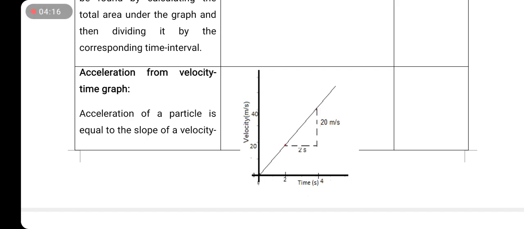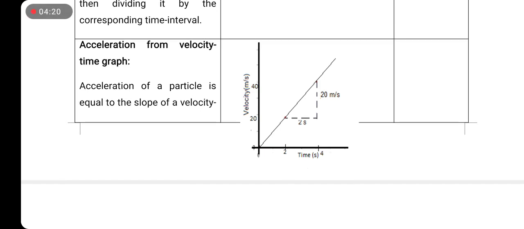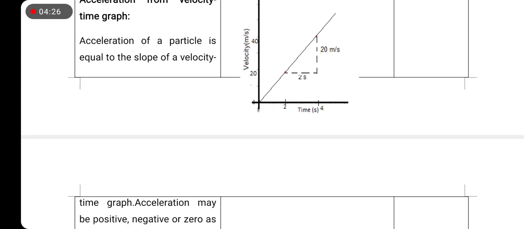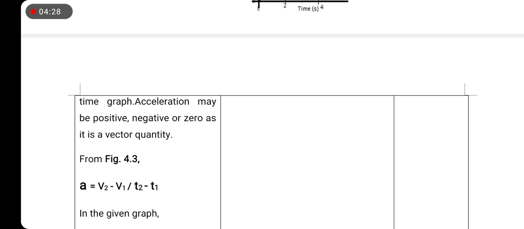Acceleration from velocity time graph. Acceleration of a particle is equal to the slope of the velocity time graph. Acceleration may be positive or negative or 0, and it is a vector quantity.